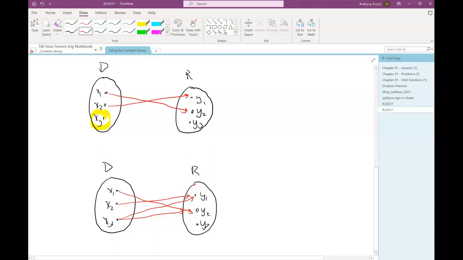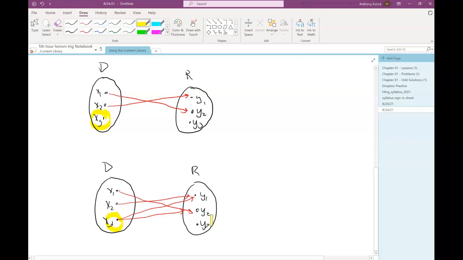How about this one? Paul? Still no, because the domain has to have exactly one output. Okay, which one in particular is the problem? X3. Yeah, X3. Did it matter that Y3 doesn't have anything going to it? Only the domain matters, because it's an output. There could be many different types of outputs.